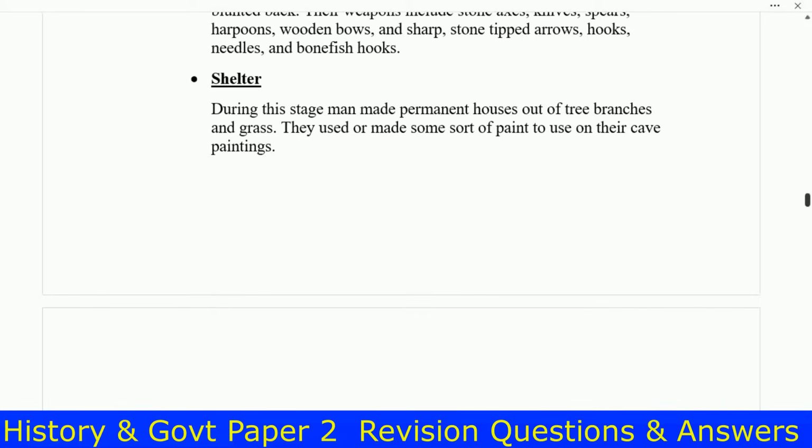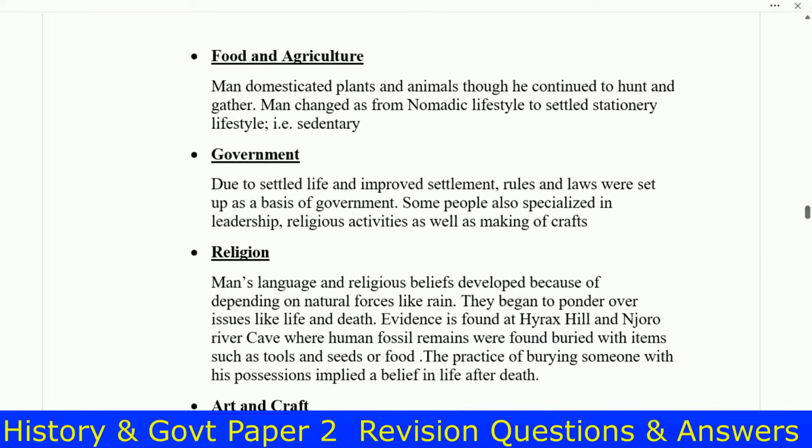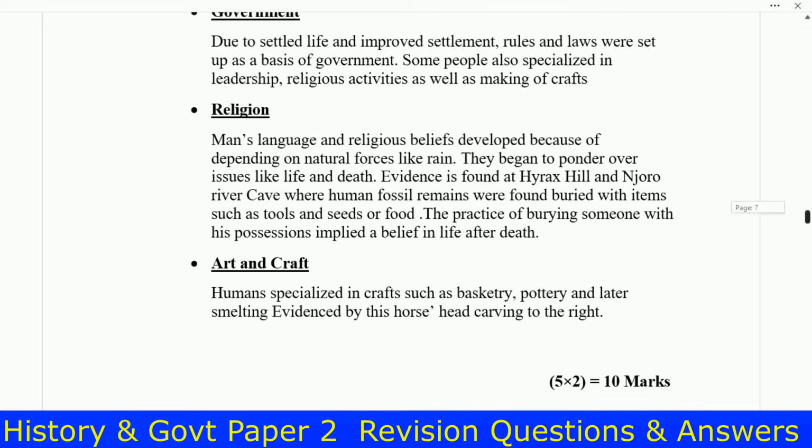We go to the next one. Food and agriculture. Man domesticated plants and animals though he continued to hunt and gather. Man changed from a nomadic lifestyle to a settled, stationary lifestyle, or sedentary. Government. Due to settled life and improved settlement, rules and laws were set up as a basis of government. Some people also specialized in leadership, religious activities, as well as making crafts.